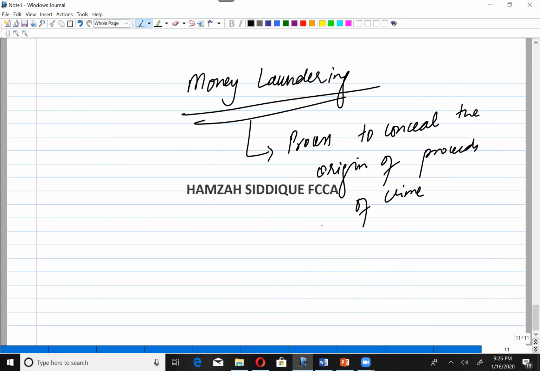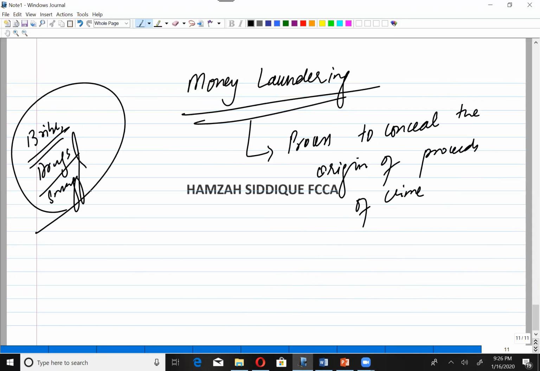Now, next. So students, money laundering is basically, for example, a person receives some money as a bribe, or from drug dealing or smuggling or any illegal activity. So they want to convert that money from black money to white money, from illegitimate to legitimate money. Any step taken for that purpose is called money laundering. So money laundering basically involves three steps. The steps involved in money laundering.